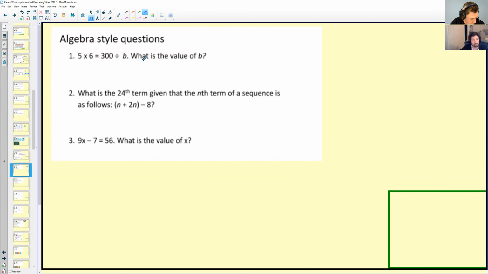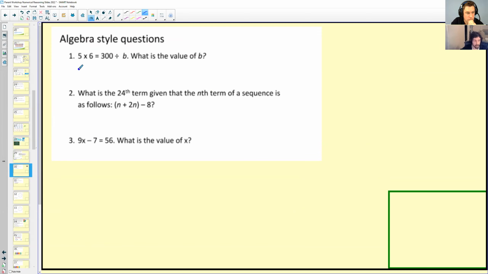So in this case, question 1, you've got sort of an equation set up. My first advice is sort your numbers out and get those as nice and simple as possible. So in this case, 5 times 6, well, those are numbers, I can sort that out. So immediately, I'm not going to waste any time. I'm just going to rewrite my question as 30 is equal to 300 divided by b.